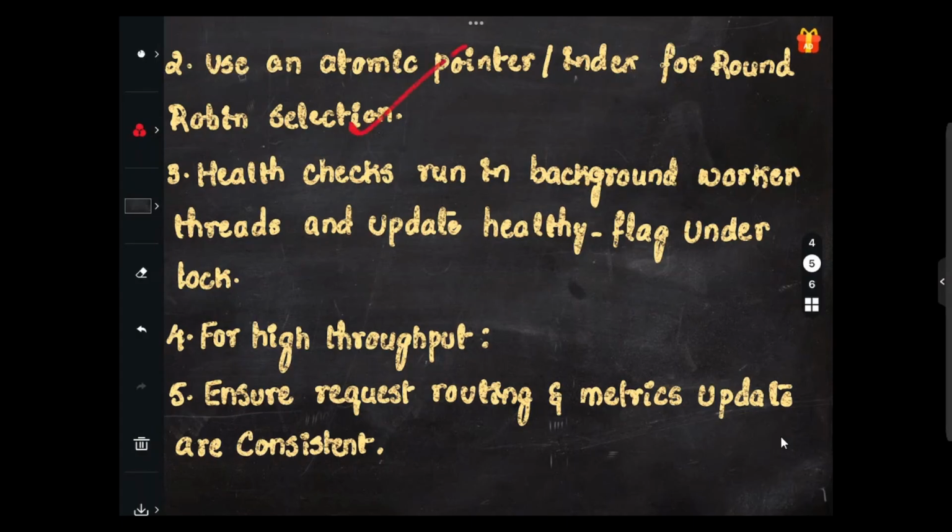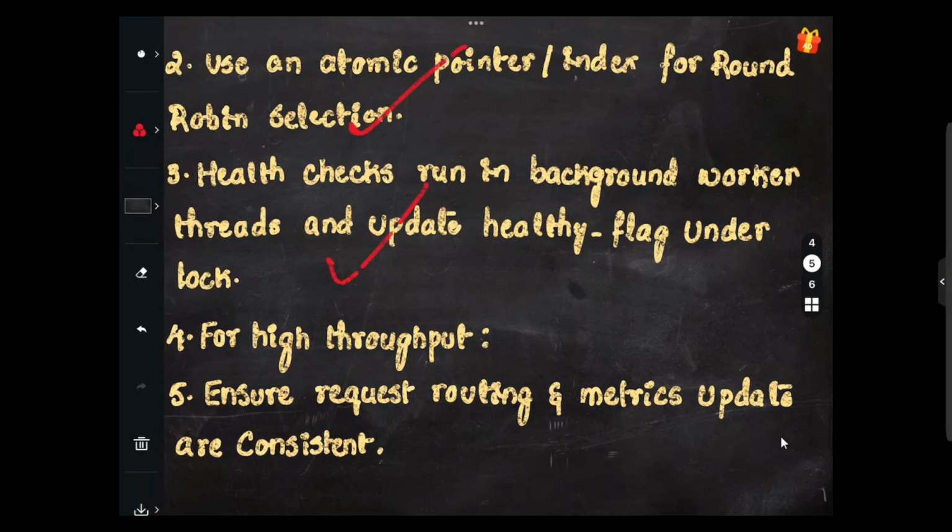Next, frequent health checks. Basically they run in the background worker threads and update the healthy flag under lock. So this is fine as well. Now we have to ensure high throughput. We prefer lock free counters, nothing but atomic, where the language supports, or we can make use of sharded pools to reduce the lock contention.